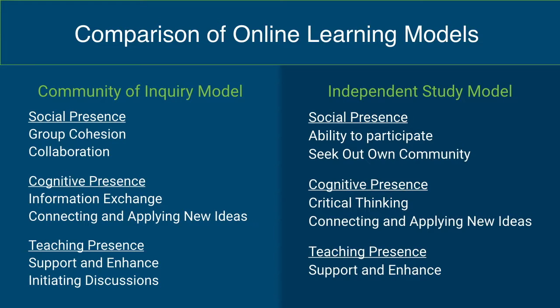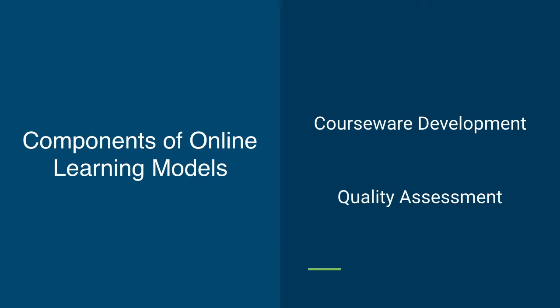In the independent study model, the learner's experience is not contingent on the other members of a community. Social presence: the learner must seek out their own community rather than having peers that are given the same assignment. Cognitive presence: students construct meaning through self-directed learning and applying critical thinking. Teacher presence: teachers do not initiate but are able to support students.